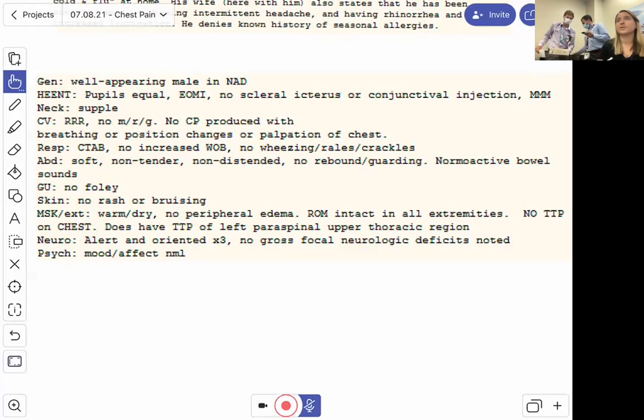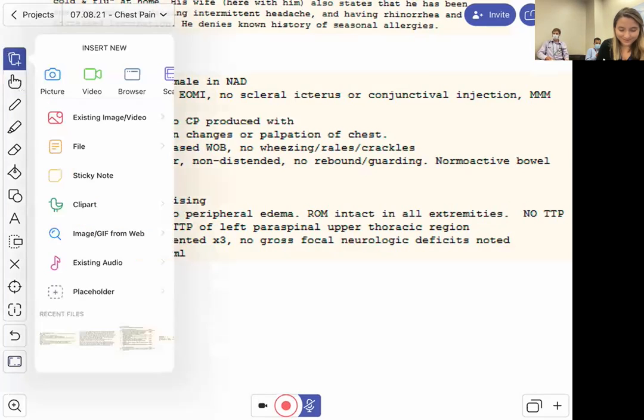Increasing or decreasing your suspicion that this guy is having cardiac chest pain? Decreasing, okay. Seeing some people pointing their fingers down. Anybody think it's increasing? No, perfect.